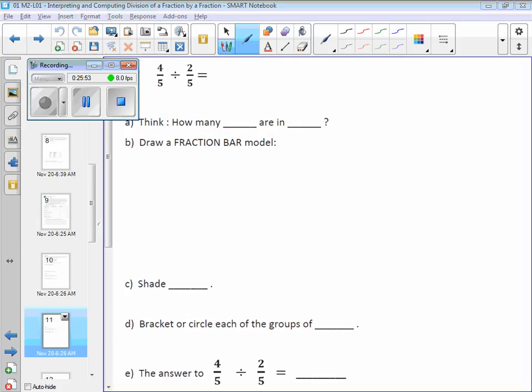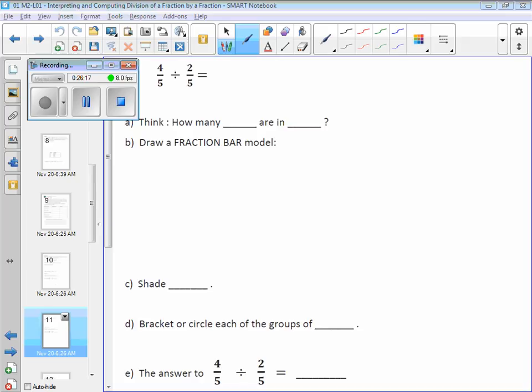Here we go. All right, 4/5 divided by 2/5. How would you phrase that as a how much or how many blank in blank? Come on, focus. I want to see more hands. Think about it. What's the question asking? How many what or in what? This is better.